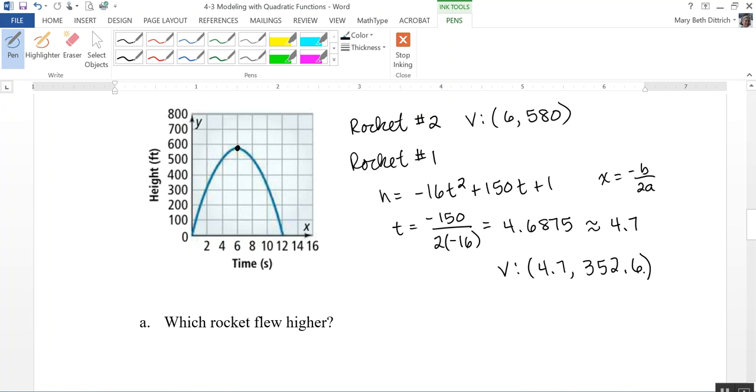So which rocket flew higher? The height of rocket number 2 was 580 feet. The height of rocket number 1 was 352.6 feet. So rocket 2 flew higher.